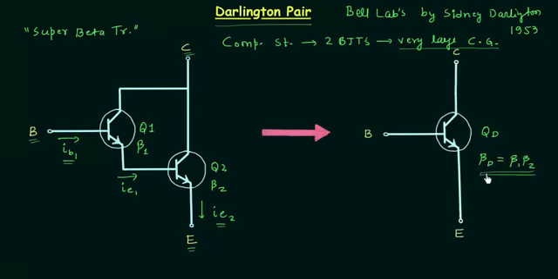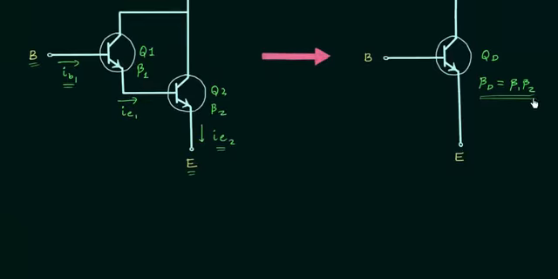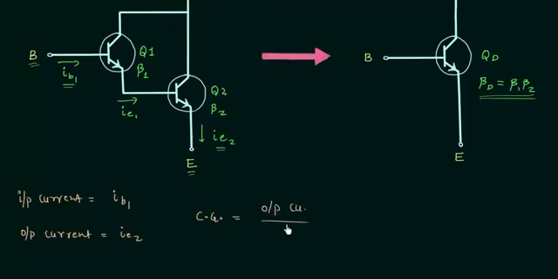in 1953. Now let's prove this point. Beta D is equal to beta 1 multiplied by beta 2. You can see the input current is equal to IB1, and the output current is equal to IE2, and the current gain is equal to output current divided by input current.